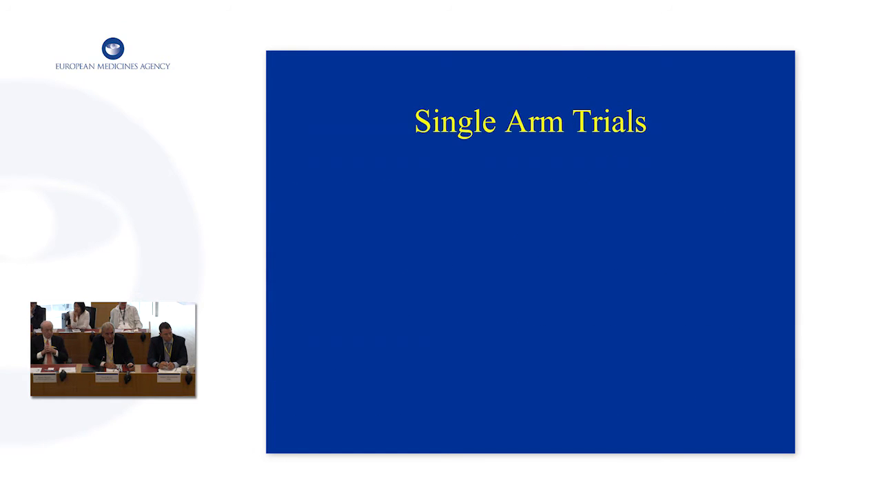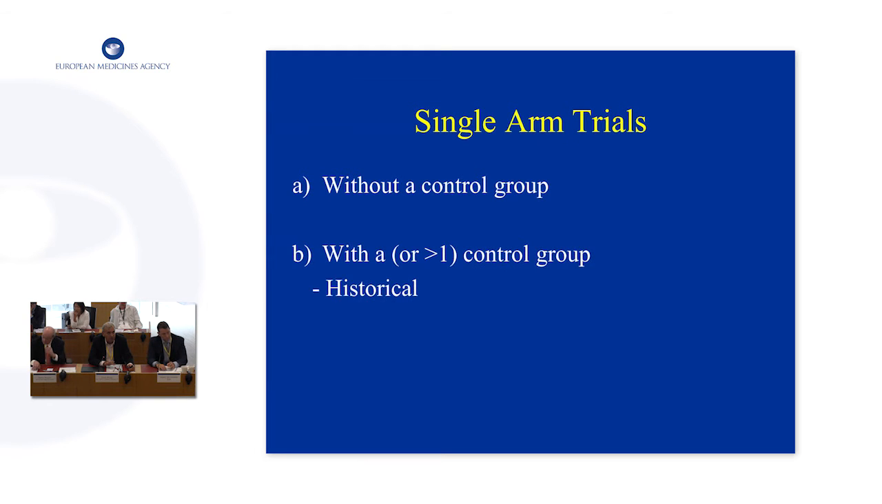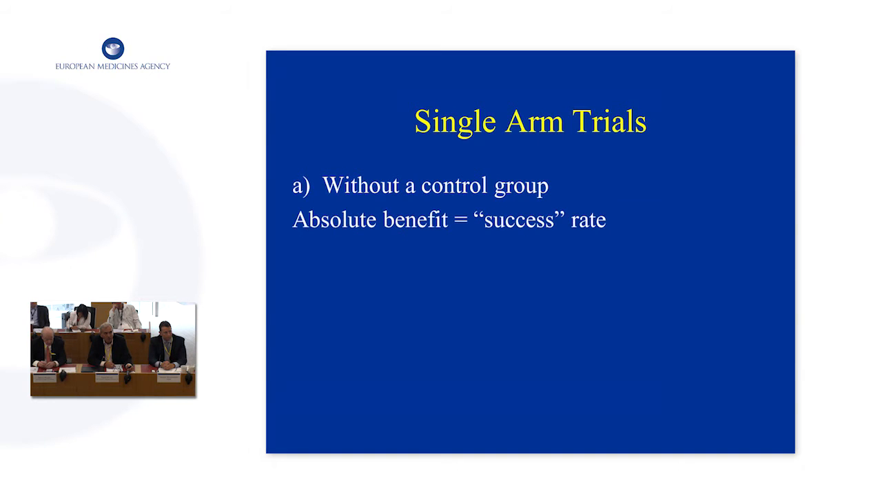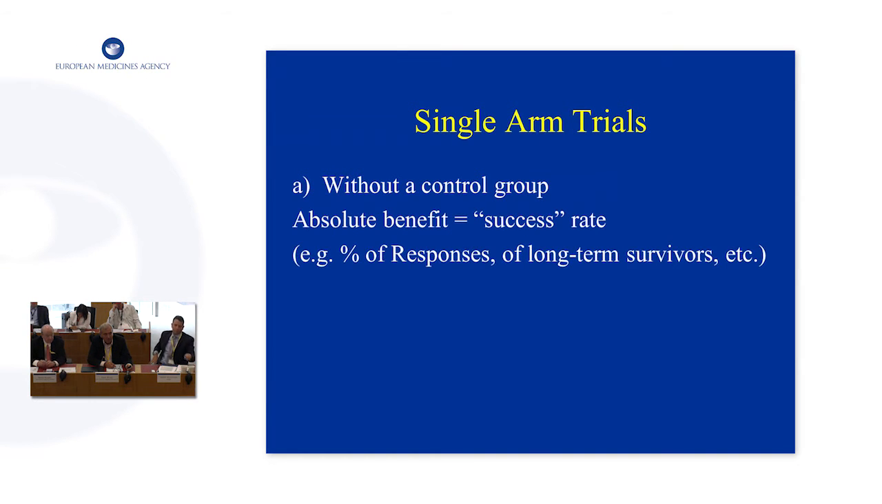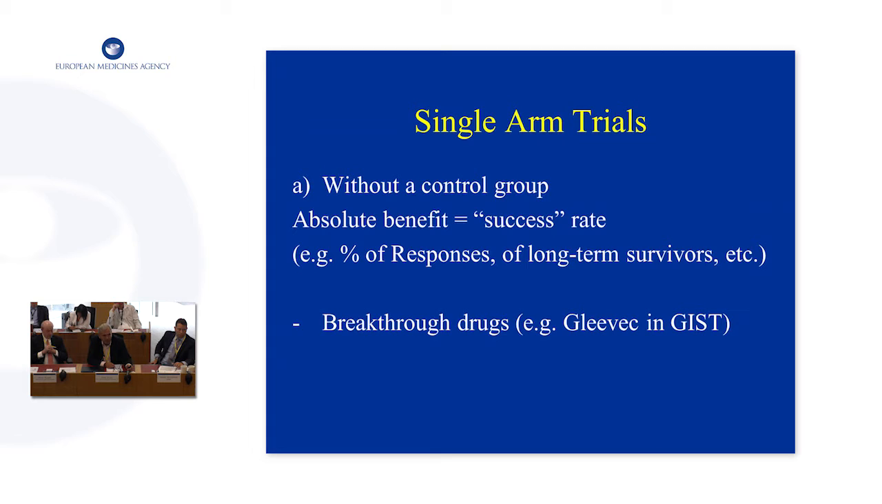And we have two options: single-arm trials without a control group, and we saw this morning 2 examples of this, and trials with one or more control groups, and we have examples. Most of the examples I will present come from old studies, because I think we have to remember what were the methodological issues that were discussed in the past decades as far as single-arm trials are concerned. Without a control group, you usually look for some sort of success rate, proportion of the responses or of long-term survivors. And this, of course, is fine when you have breakthrough drugs, but we will not discuss any further breakthrough drugs.